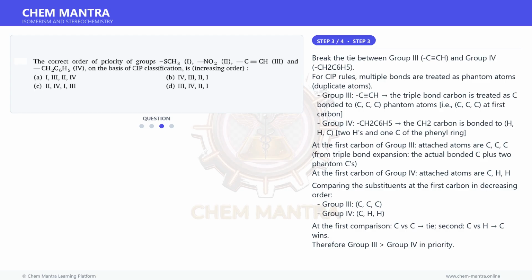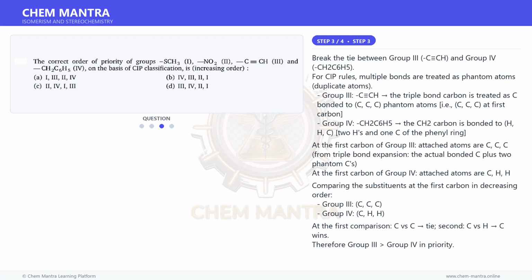Moving on to the next step. Break the tie between group 3, CCH, and group 4, CH2C6H5. For CIP rules, multiple bonds are treated as phantom atoms, duplicate atoms. Group 3, CCH, the triple bond carbon, is treated as C bonded to C, C, C, phantom atoms, at the first carbon.